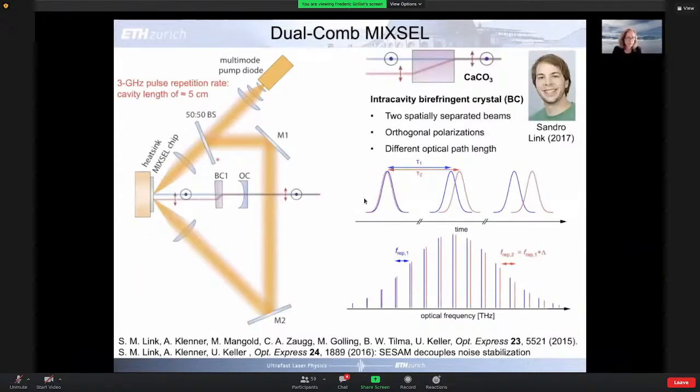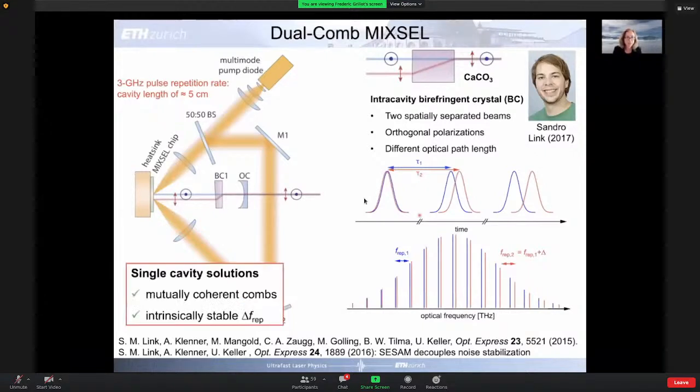By pumping a second spot on the VCSEL chip and introducing a birefringent crystal, you can actually support two mode-locked pulse trains with a slightly different pulse repetition rate, because in this birefringent crystal you have a different path length for the ordinary and the extraordinary beam. So that gives you two mode-locked pulse trains with an adjustable difference in the pulse repetition rate. And because all the parts are shared, these pulse trains have a very good stability, which can be used for this dual comb application.